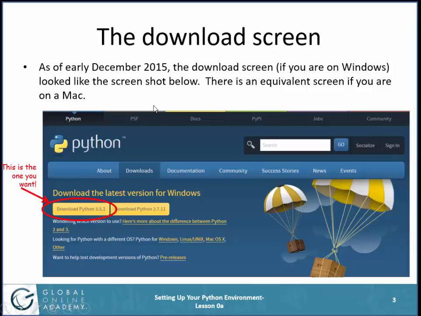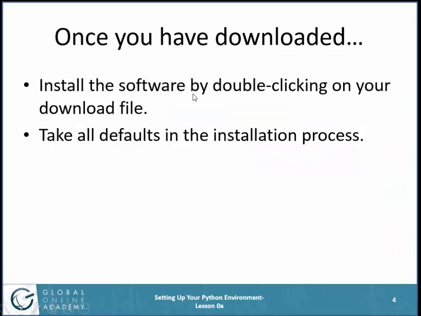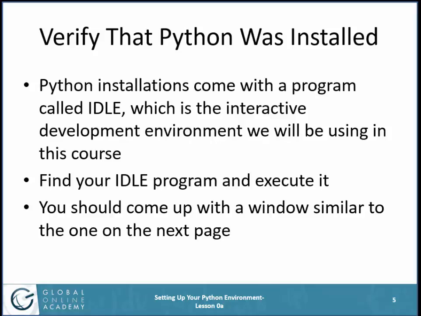It's going to download a file, and you're going to execute the file that's downloaded. If you're on Windows, it's a .exe file. If you're on Mac, it's a .pkg file. So you're going to download it and execute it. Once you've downloaded it, you're going to install the software by double-clicking on your download file. Take all the defaults in the installation process. There are opportunities to customize it. We don't need to. The defaults are going to be perfectly fine for us, and that's going to make for a pretty quick install.